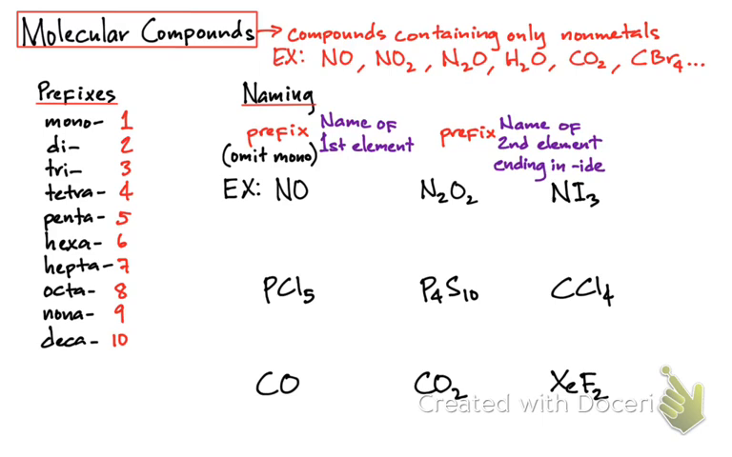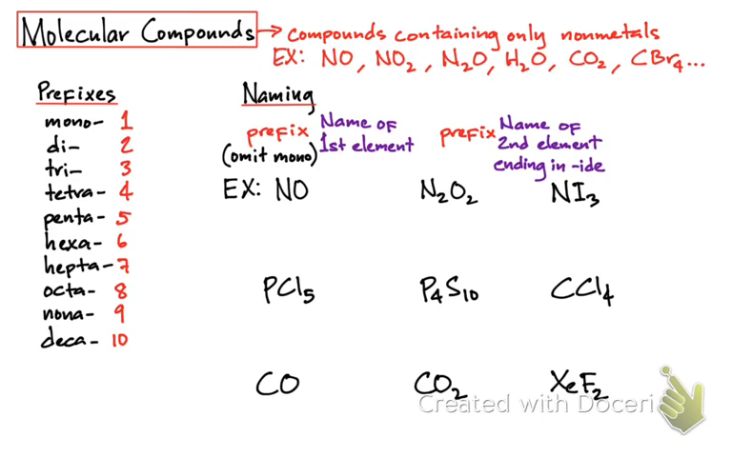Again, the example that I gave in the beginning was nitrogen monoxide, right? So you have one nitrogen and one oxygen, and so instead of mononitrogen, you would drop the prefix mono. So it would be nitrogen monooxide, right? It ends in IDE. Or you can just simplify that into nitrogen monoxide.